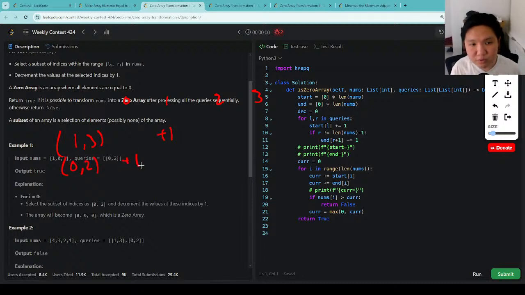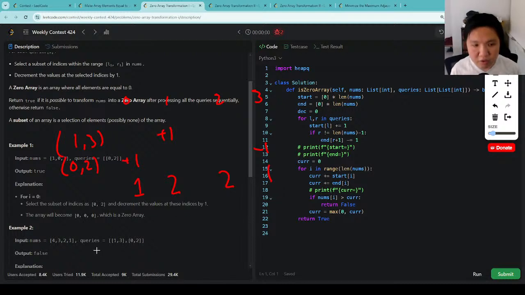Everybody starting from 0 gets a plus 1 decrement. And then after 2, which is 3, you get a minus 1. Which means the maximum amount of decrement that happens at index 0 is 1. Here 1 plus 1 is 2. 2, nothing happens, is still 2. And then 3 is 1.